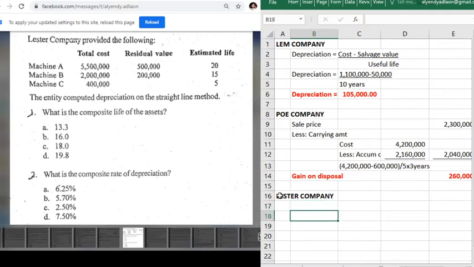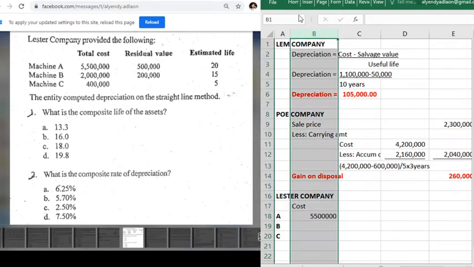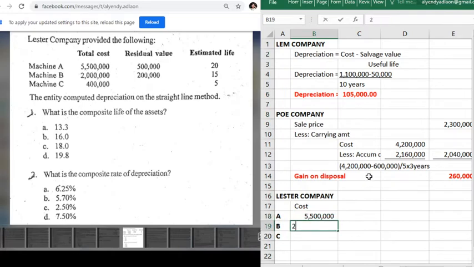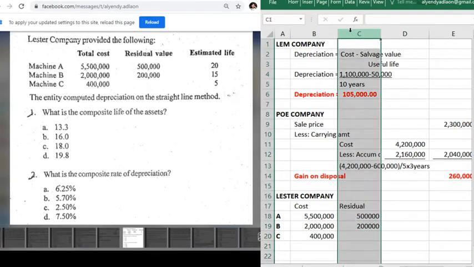Now, how do we compute for the composite life? So we will consider first the cost of the machines. So we have machine A, machine B, and machine C. For machine A, that is 5,500,000. Machine B, we have 2 million pesos. And machine C, we have 400,000. Now, for the residual value, we have 500,000 for machine A and 200,000 for machine B.